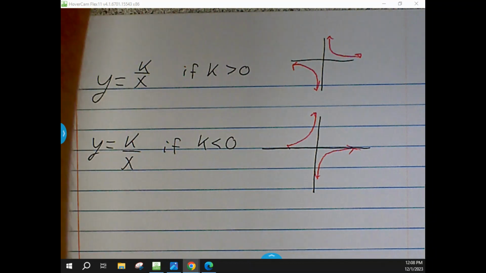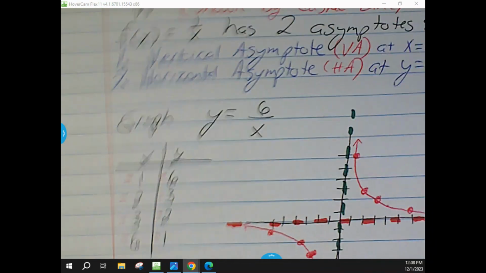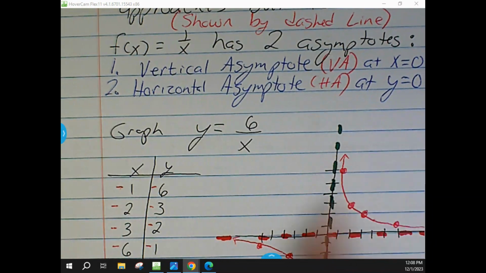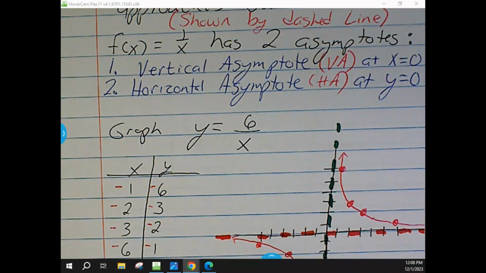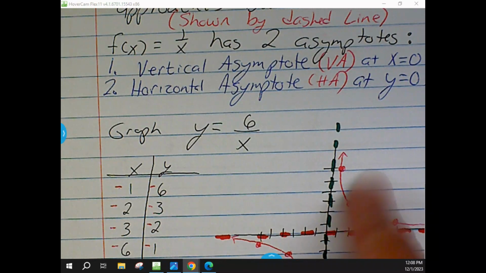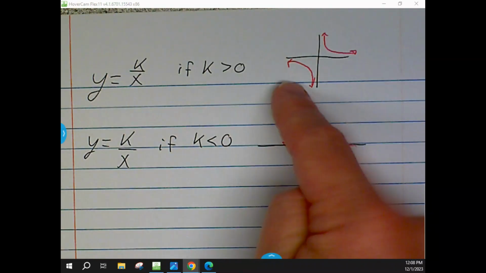Okay, so again, this was 6 over x, it would look like that. It doesn't matter if this is 6 over x, it's here and here. If it's 16 over x, it's here and here. If it's 26 over x, it's still here and here as you go through this one. So as long as that top number is positive, it will always be there and there.